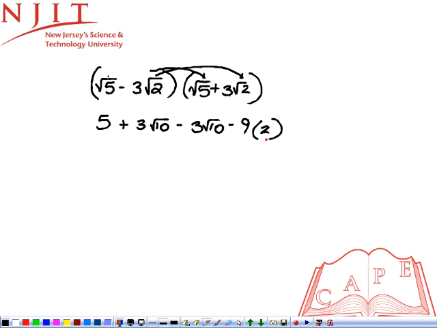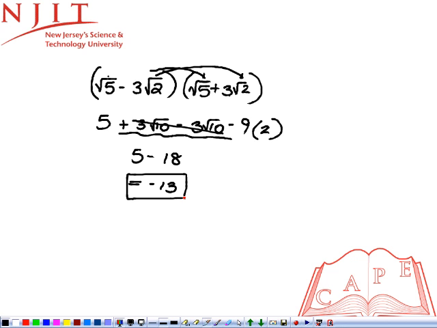Okay. Now if you look at the two middle terms here, they're the same, and it's a plus and a minus, so 3 radical 10 minus 3 radical 10 just gives us 0, so that cancels out. And then we have the 9 times 2. So if we rewrite, we have 5 minus 18, and then that simply gives us negative 13, which is our final answer.